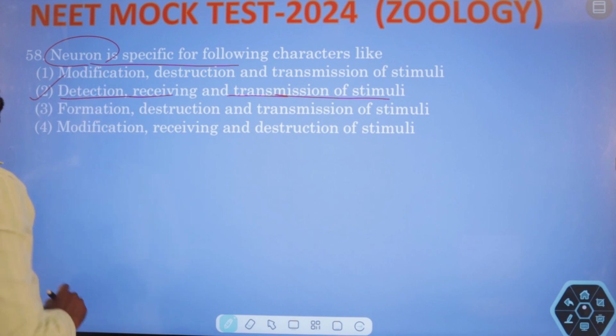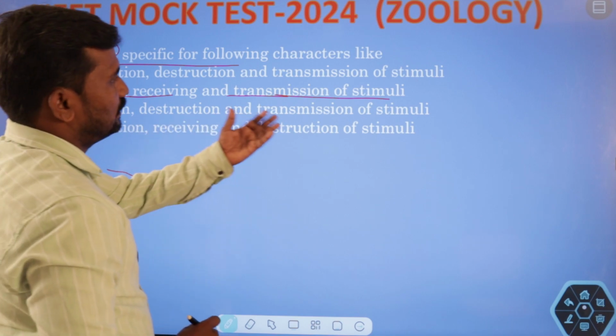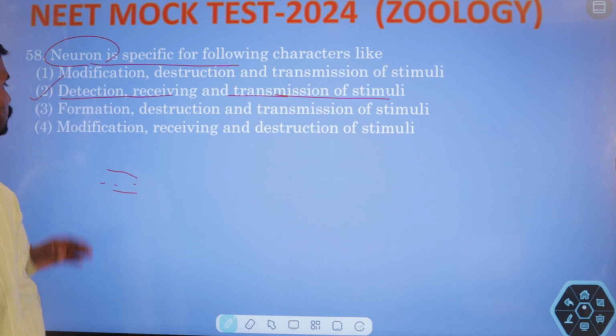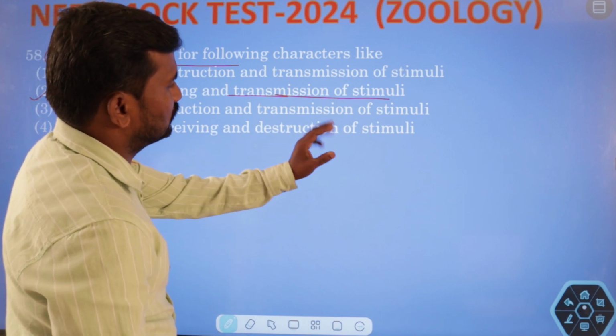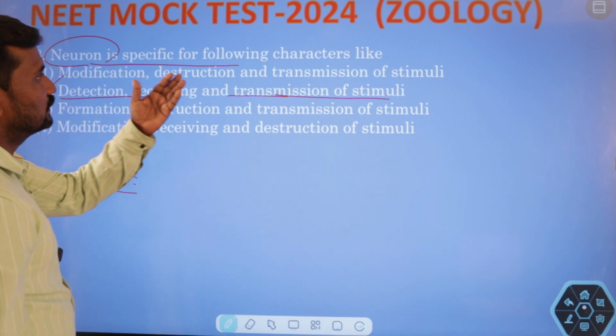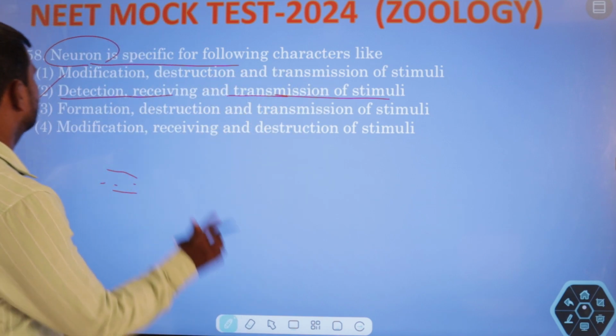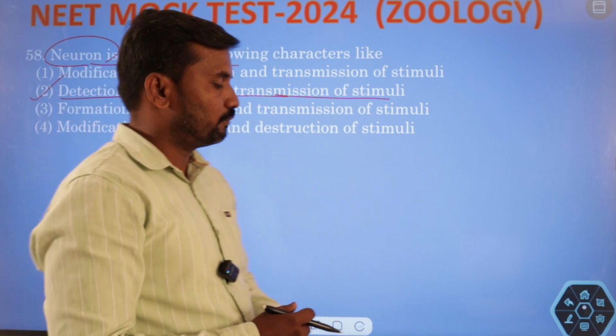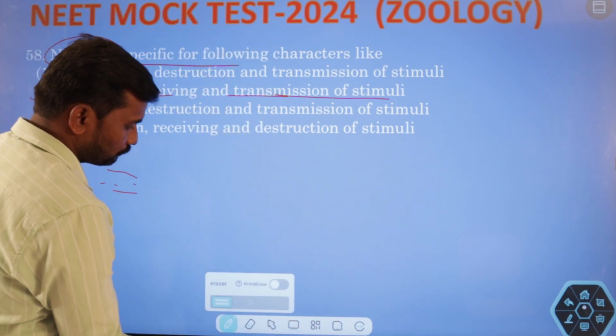So the correct answer is 2. Formation, destruction, and transmission of stimulus cannot match a neuron. Modification, receiving, and destruction of stimulus is not possible. Modification, destruction, and transmission of stimulus is not possible. Only detection, receiving, and transmission of stimulus from one neuron to another neuron is possible.